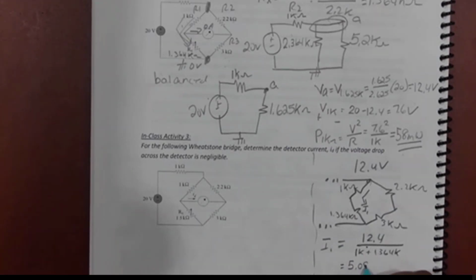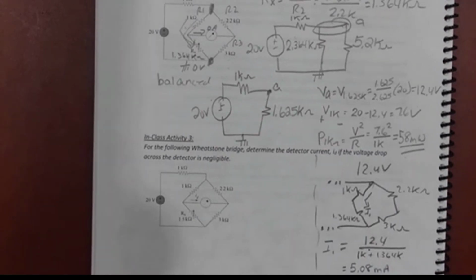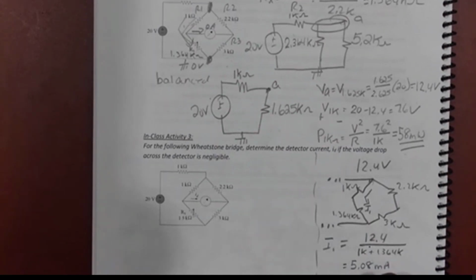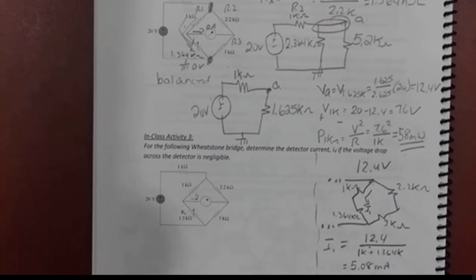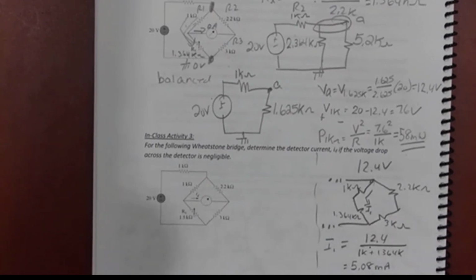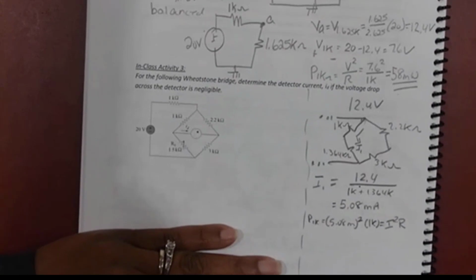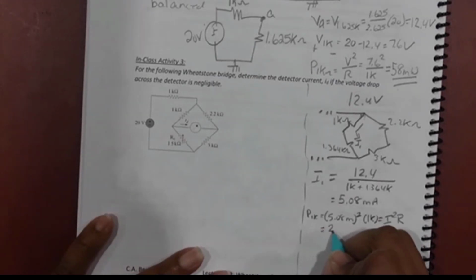5.08 milliamps. Okay, so that means the power for the 1K should be 5.08 milli squared times the resistance. That's I squared R. The power for the 1K is 5.08 milli squared times 1K. And so I got that the power for the 1K was 27.5 milliwatts. So that one is also out of spec because it's a little bit bigger than 25 milliwatts.